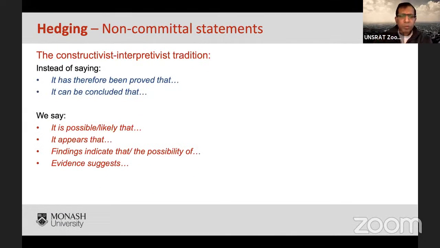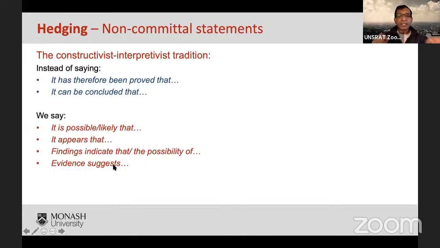So one of the most common mistakes made by students is they say things like, it has therefore been proved that, or it can be concluded that. Now, natural science researchers can say that because they use experiments, chemical experiments or physics experiments or observations. In social sciences, in HESS, what you see is not what you get, right? So instead of saying it has therefore been proved that, it can be concluded that, we need to say it is possible that, it is likely that, it appears that, evidence suggests that. So we have to use this language.